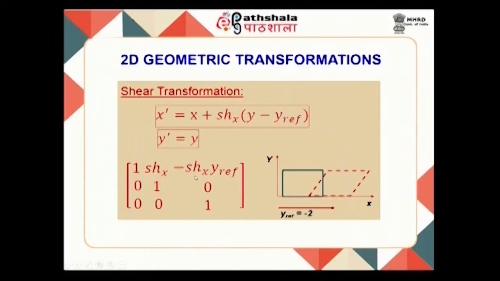Now, the shear matrix for this effect is [1, SHX, -SHX times y ref; 0, 1, 0; 0, 0, 1]. If you give y ref is equal to 0, this whole term becomes 0 and you get the original shear matrix with respect to the x axis. In general, you can perform shear with respect to any axis. You can also alter the equations, wherever there is x that becomes y, and wherever there is y that becomes x, if you perform shear with respect to the y axis. And you can also perform shear with respect to any general axis for that sake.